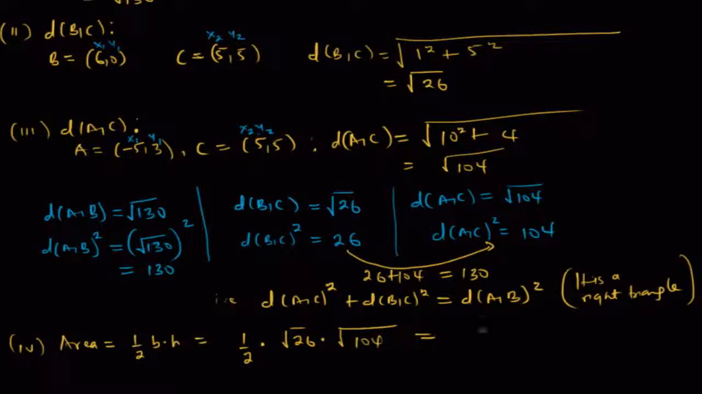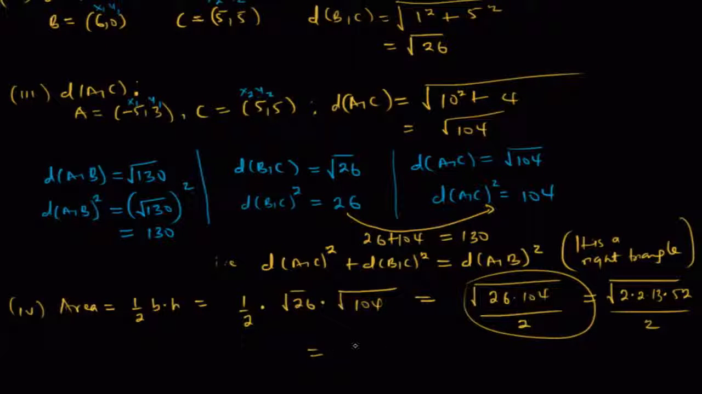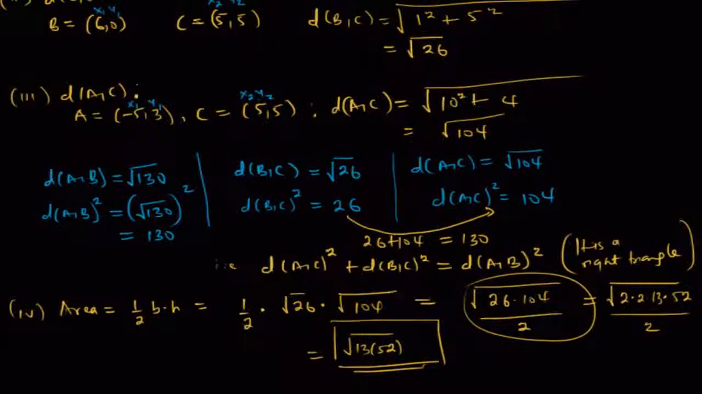So that implies that our answer is going to just be the root of 26 times 104 divided by 2. And then when you simplify this, you should get your answer. Anyway, we could go further here. This is the same thing as 2 times 13 times, this is 52 divided by 2. Which is going to give us the root of 13 times 52. And then this should be your final answer. And that completes the problem.